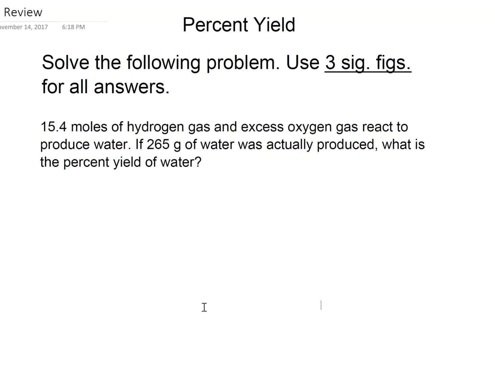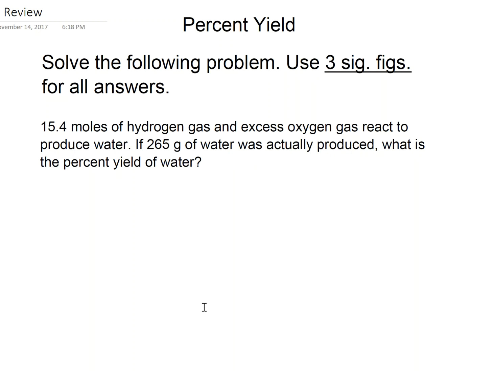Now that you've had the chance to try out a percent yield problem on your own, we'll go through the answer to this question together. On your test, you can expect to see one question that requires you to do a BCA table and then calculate the percent yield.